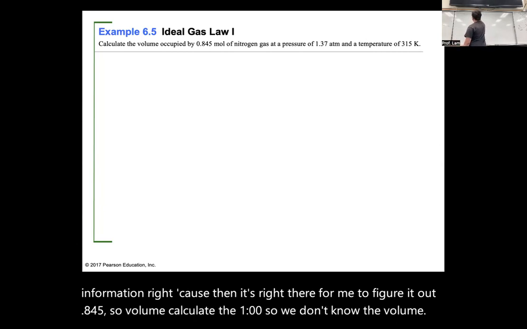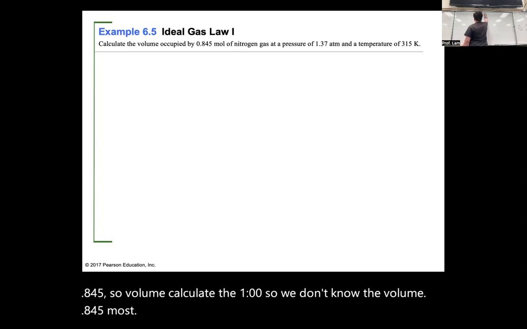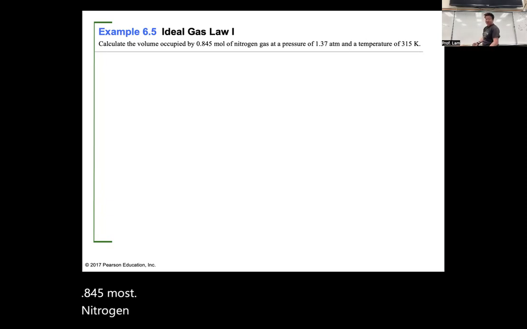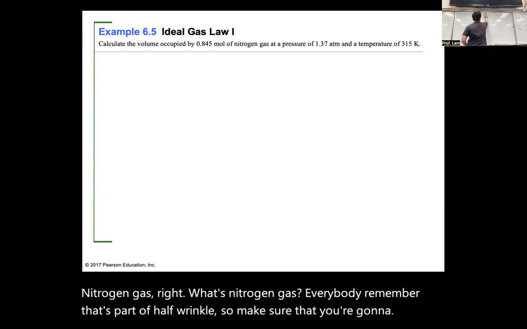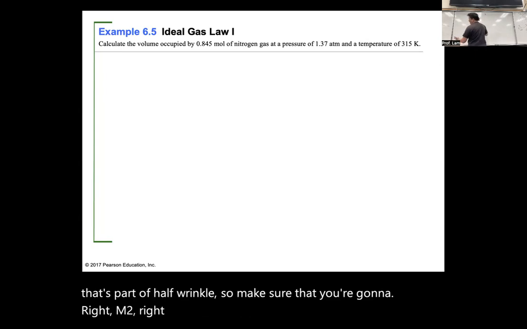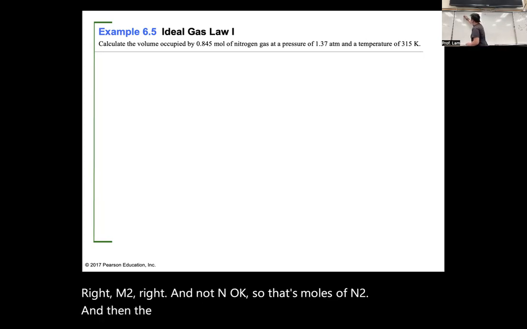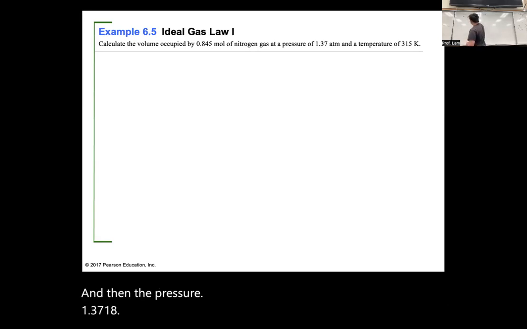0.845 moles of nitrogen gas, right? What's nitrogen gas? Everybody remember that's part of the Hofbrinkel. So make sure that you write N2, right? And not N, okay? So that's moles of N2. And then the pressure, 1.37 atm. Okay. And the temperature, 315 Kelvin.